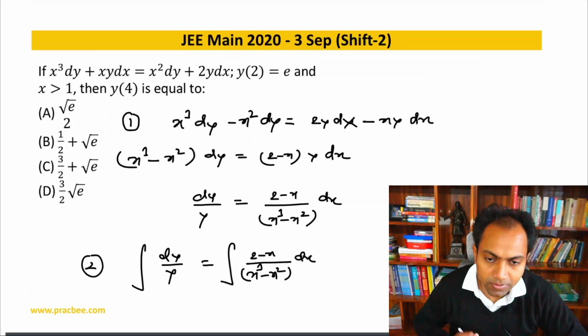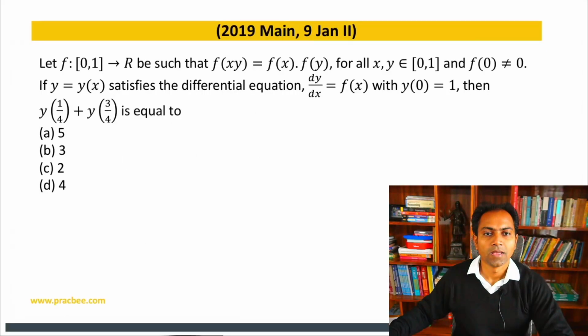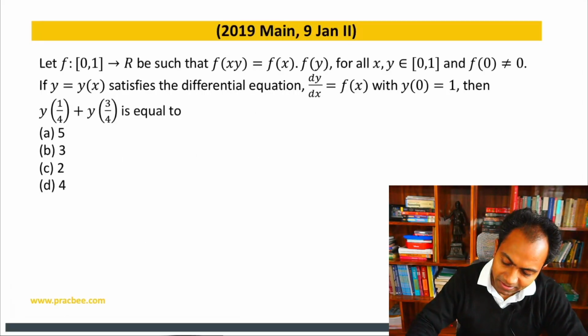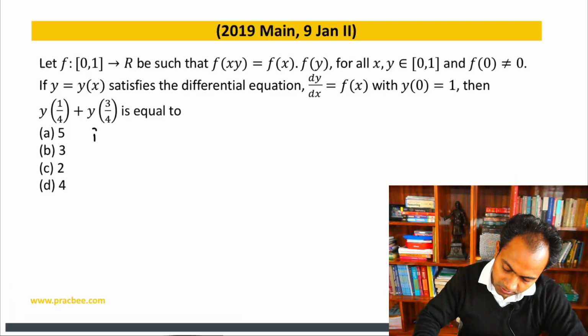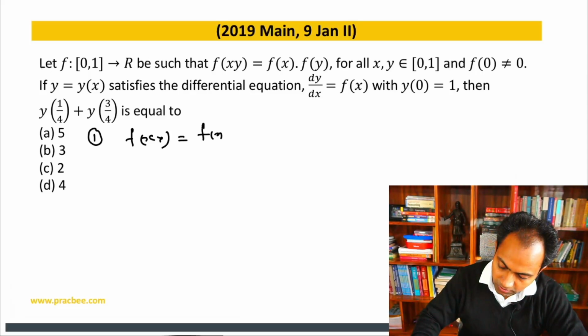So again, I have dropped a hint for you. You can continue after this. Now this 2019 question is extremely interesting because you need to observe a few things. They have given a relationship between x and y. If you have f of x into y, the value of that is equal to f of x into f of y.